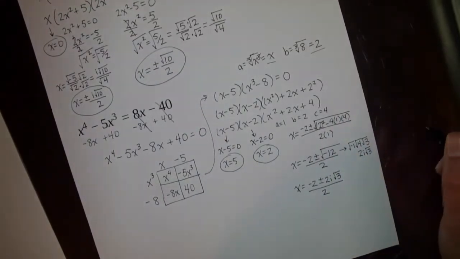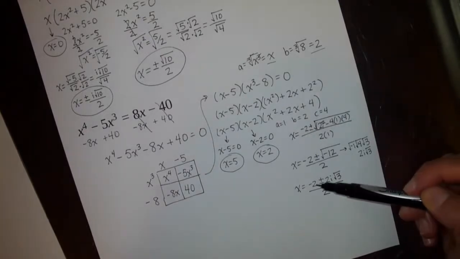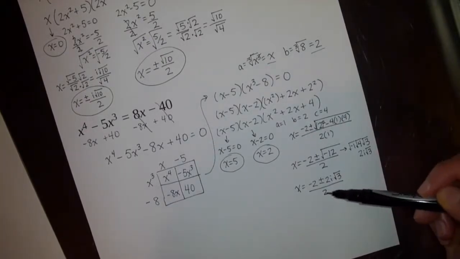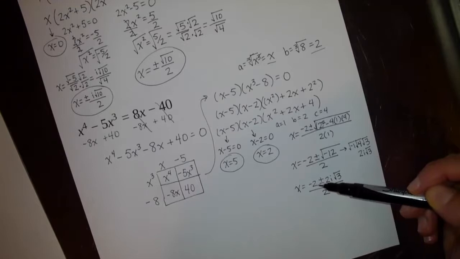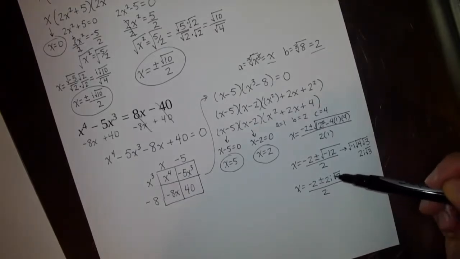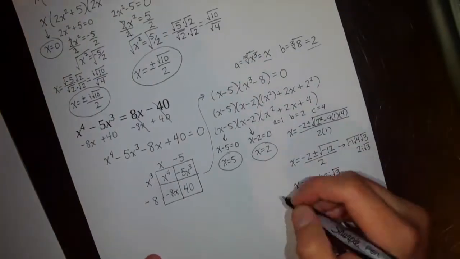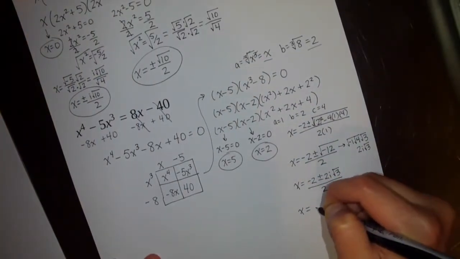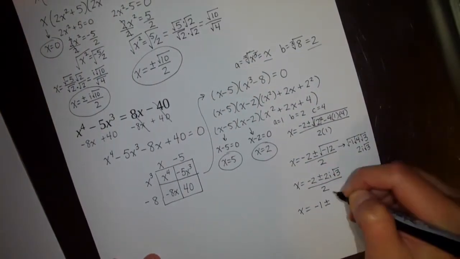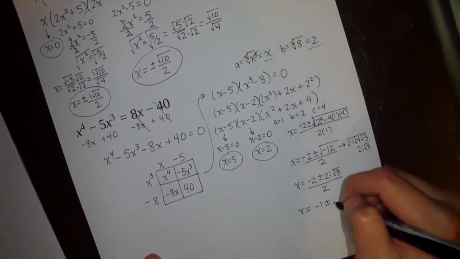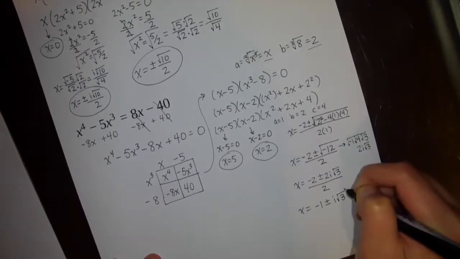And now we can reduce the fraction. So 2, 2, and 2, I can divide 2 into both of these terms above. I would not divide the 2 into the root 3. Whatever's in the root, that just stays the same. So negative 2 divided by 2 is negative 1. 2i divided by 2 is just i root 3.